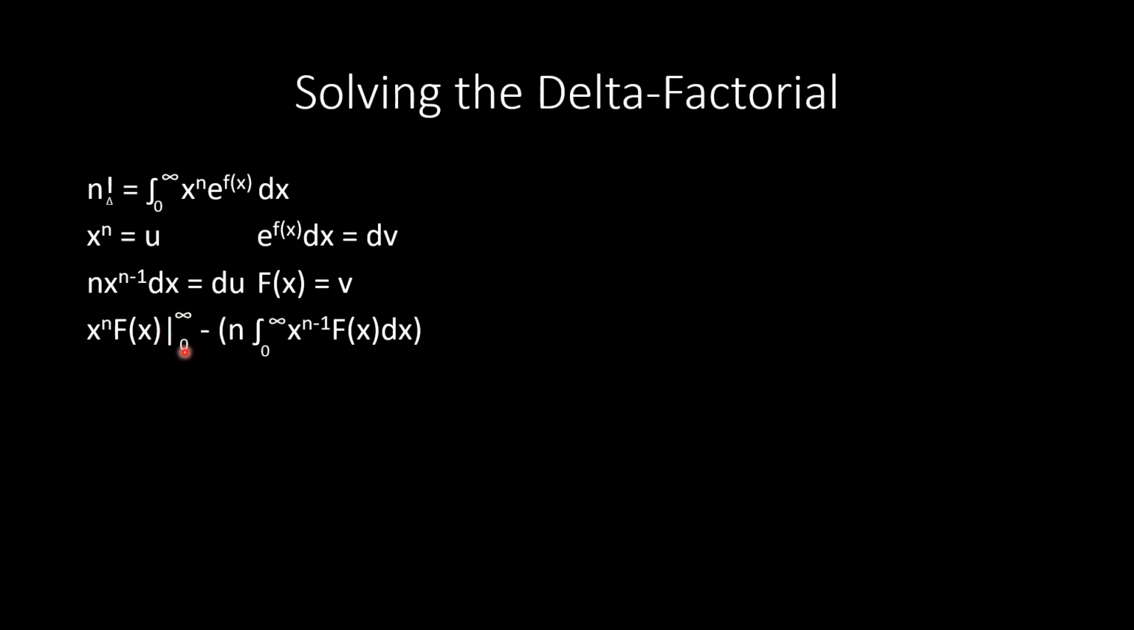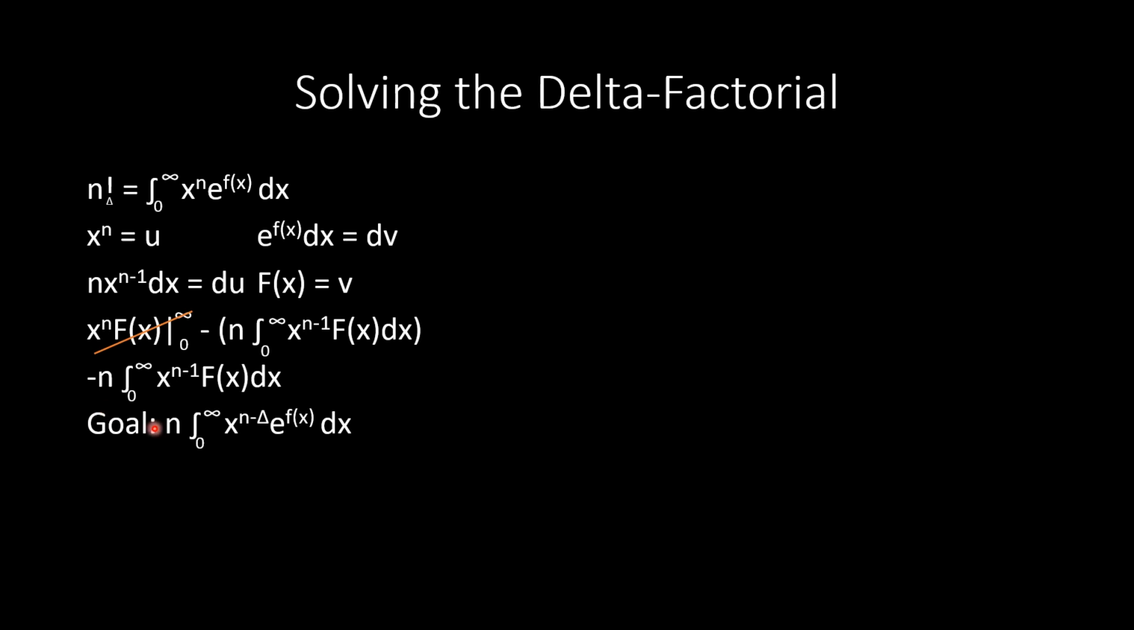At 0, we also want to say that this function is at least a non-infinite constant that we can just cancel out with the 0. So all that being said, we'll just ignore that for now. Then distributing the negative, we have this form, negative n times the integral of x to the n minus 1, big F of x dx.